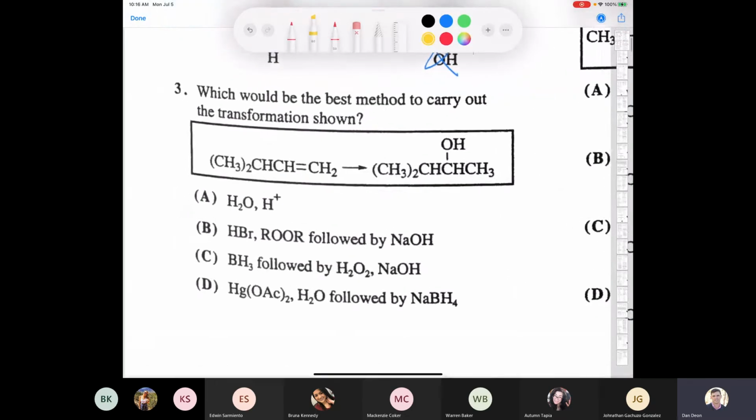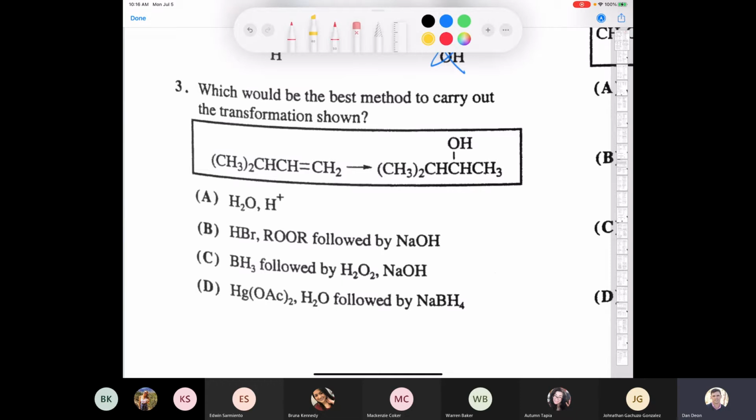It says, which would be the best method to carry out this transformation? So we have, what do we have here? We've got 1, 2, 3, 4. We've got 4-methyl, no, sorry, we've got 3-methyl-1-butene. And we're taking that and we're treating it with something, and we're doing just a straight ahead Markovnikov addition. So this is a Markovnikov addition of water across the double bond, right? This carbon is the one richer in hydrogen, so it's becoming richer. So could anybody tell me which one of these would be the best option?